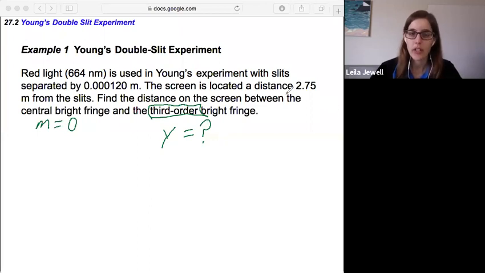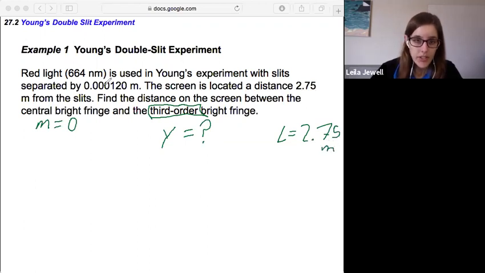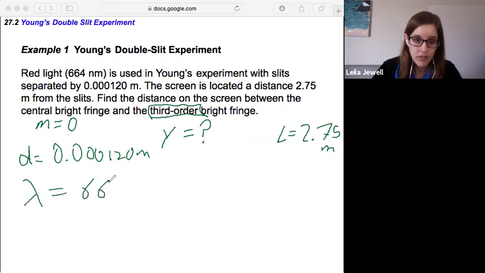What's the other information here? Well, there's this distance, 2.75 meters from the slits. So I would say that that is our L value. And then there's this slit separated by 0.00120 meters. What quantity is that? Well, remember the slit separation is d. Little d is equal to 0.00120 meters. And the red light tells us the wavelength of it, 664 nanometers. So this is a great observation of noting all the information given to us.